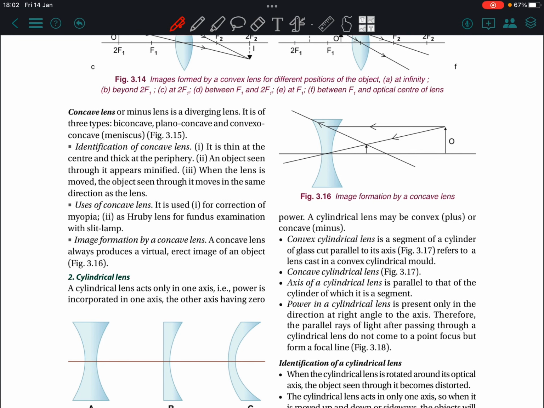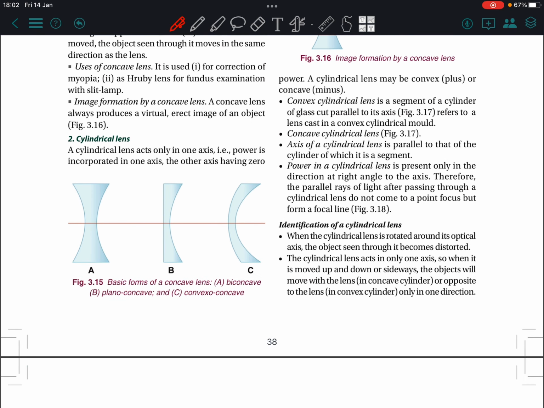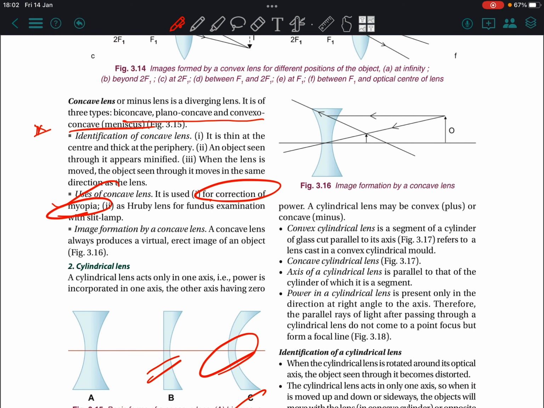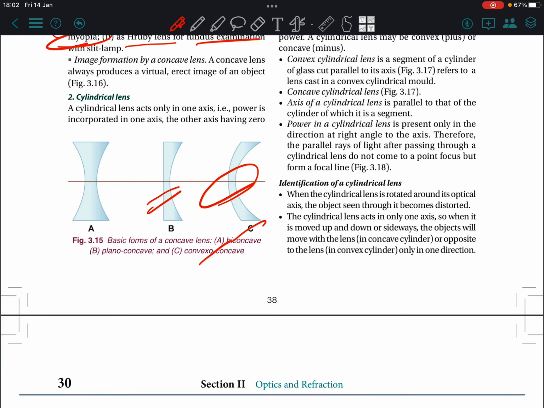Now the concave lens. It is of three types: biconcave, plano concave, and convexo concave meniscus. Use of concave lens: correction of myopia, and as a ruby lens for fundus examination.